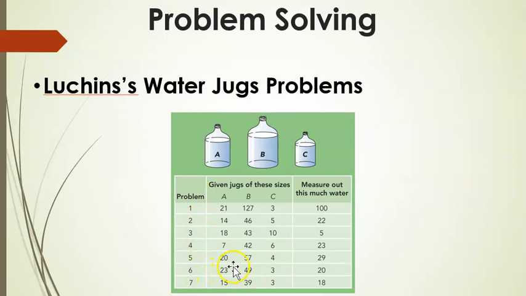For number 6, for example, you can fill up A all the way and then pour it out once into C that holds 3, and you'll be left with 18. So you can see how you fill up one and then you pour out more until you're left with the correct amount in one of the jugs. That's how you solve the problem. Now, some of these, that might not be the most efficient way of doing it, but it is a way to solve all the problems using the same mental set. It does work, it just might not be the most efficient.